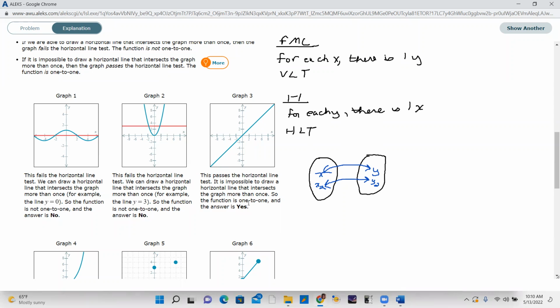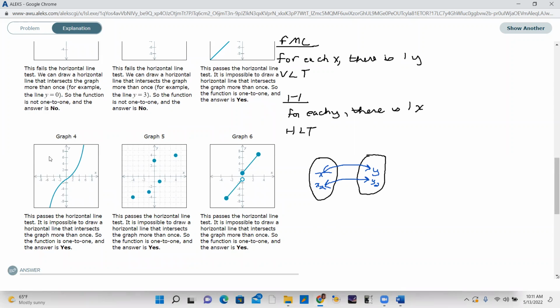This graph, however, is a 1-to-1 function because any horizontal line that I draw through the graph will only cross one time. Notice a vertical line will only cross once also because it's a function. We're already told it's a function, so we already know it's going to pass the vertical line test. Here's another example of a graph that passes the horizontal line test. Any horizontal line will only cross once. And here, any horizontal line will only cross once. And here, any horizontal line will only cross once. Same with the vertical lines. It's already a function.